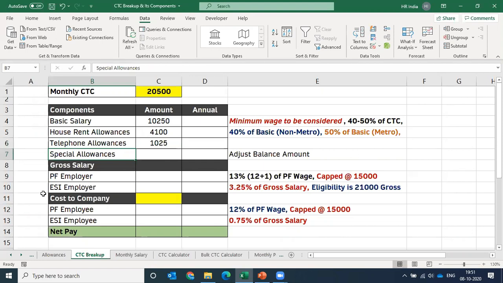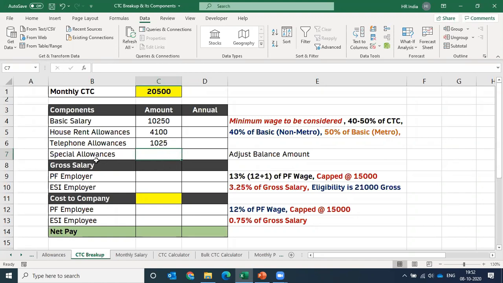Also, again, let me tell you that special allowance, other allowance, these kinds of allowances are completely, fully taxable in nature. Till the time you are not specifying a complete name for allowances, or you are naming it as special allowance or other allowance, it would be fully taxable. So for now, I'm just going to keep the special allowance cell blank, right? Why am I doing this?